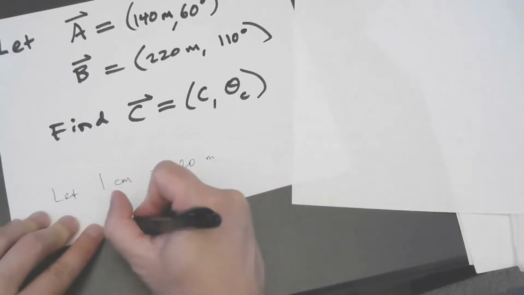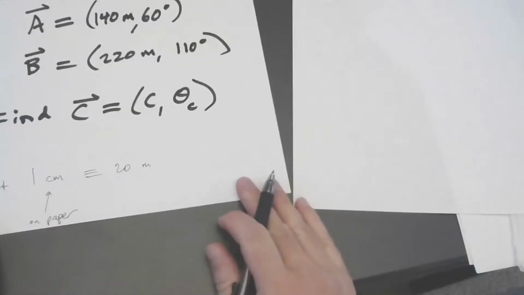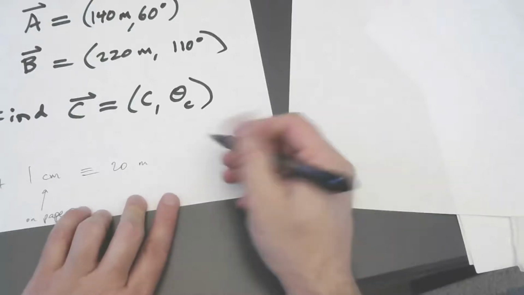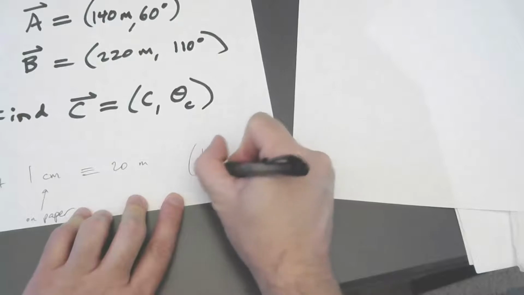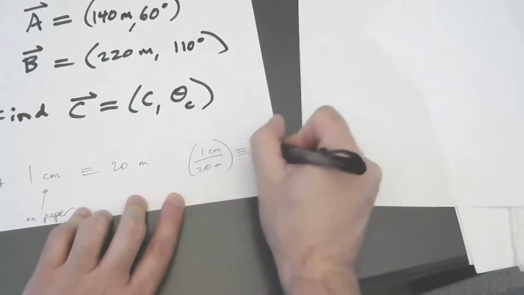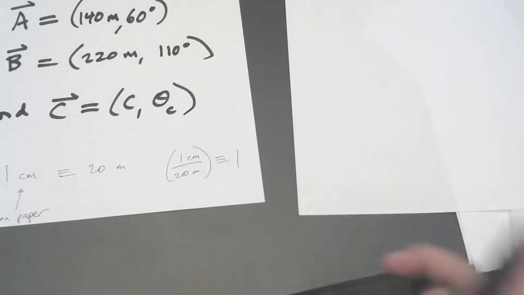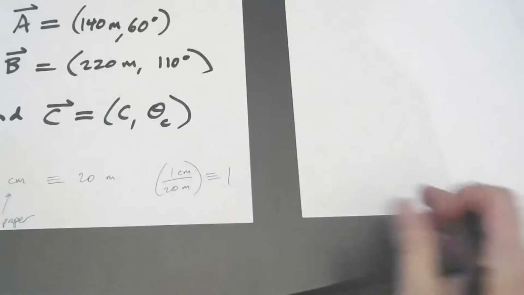So this is 1 centimeter on the paper. And that means, again, this is probably the only context in which this would make sense, 1 centimeter compared to 20 meters. In this case, I'm setting that equal to 1. That's how a conversion factor works. Let this ratio be equal to the number 1 so that I can multiply by this ratio. And I won't be changing a quantity, I'll be converting it. That'll make more sense when you see me actually do it here.